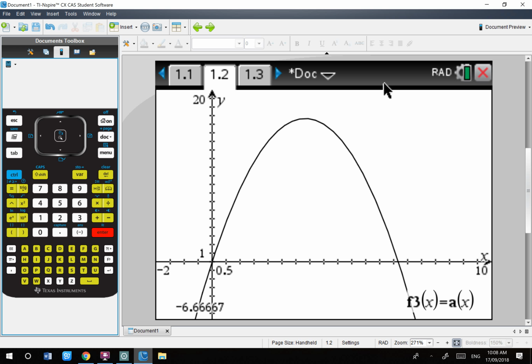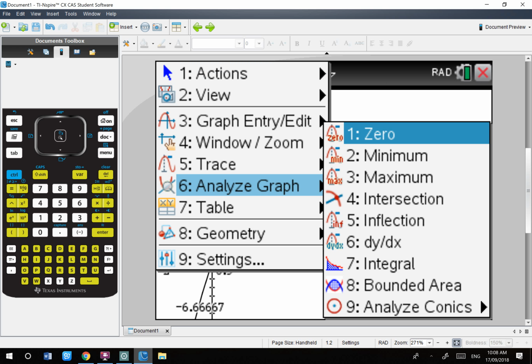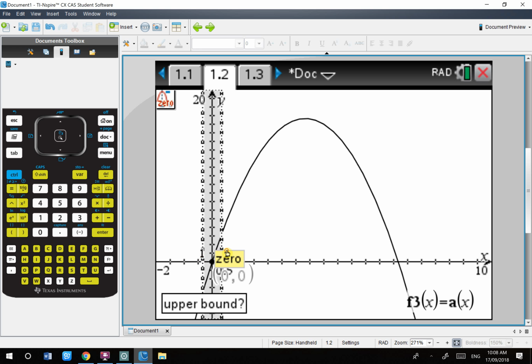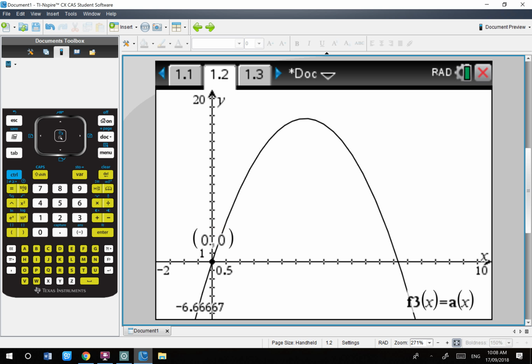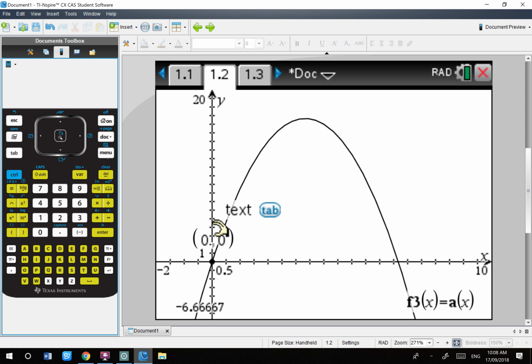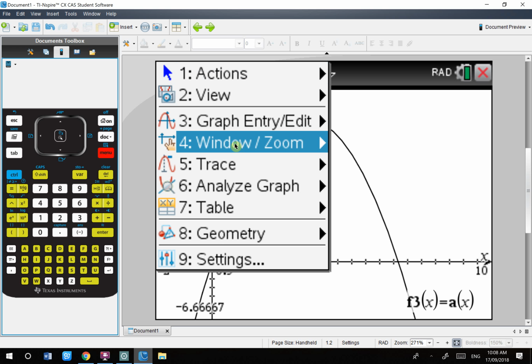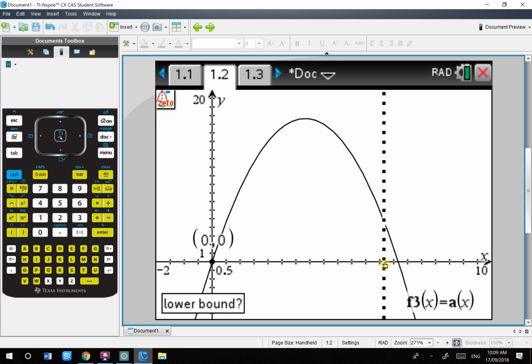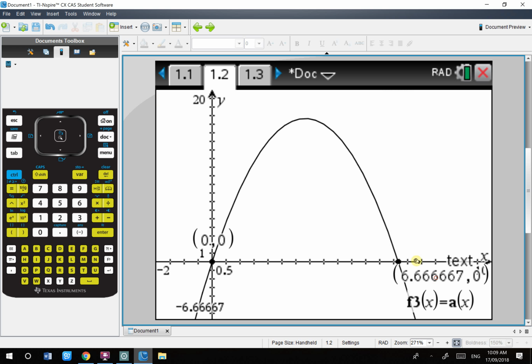Okay, I need to find the x-intercept. So I will go menu, analyze graph, and go zeros. The lower bound for this one is, well, very obvious, 0, 0 here. This one's easy. And if I go to this one, be careful here. If you go analyze zero, I want to analyze this one.